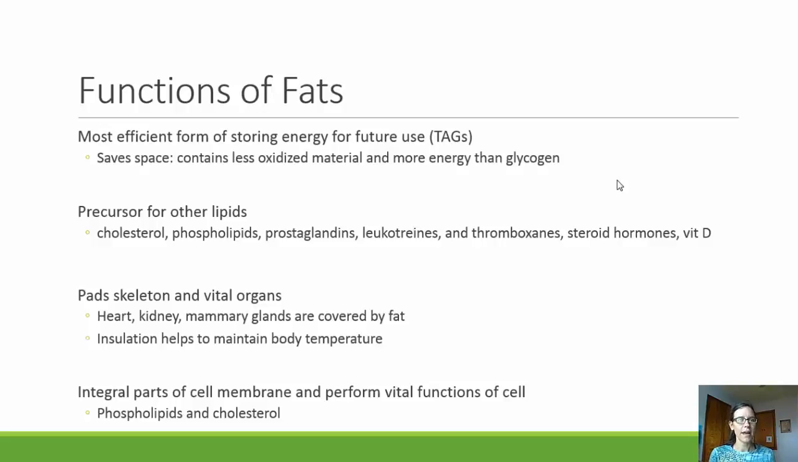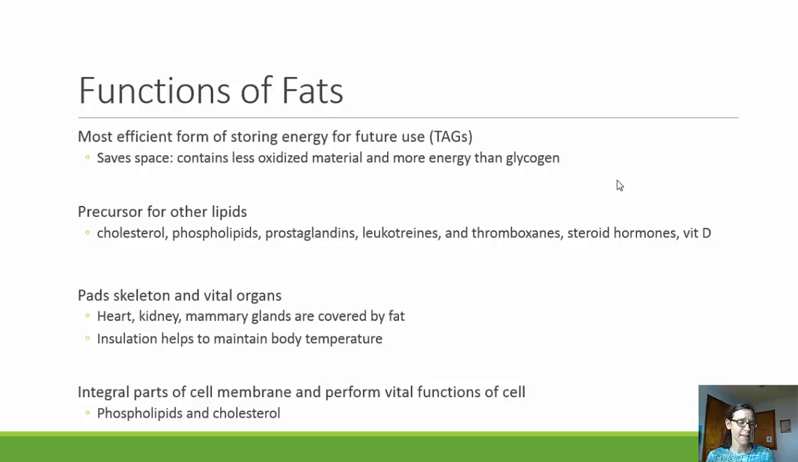Lipids are also necessary to make other lipids that we need for our biological processes, such as we can endogenously produce cholesterol. We need phospholipids for our cell membranes and so on and so forth. And we're going to talk about everything that's listed here. We also need it for vitamin D production, which I'll leave for micronutrients.